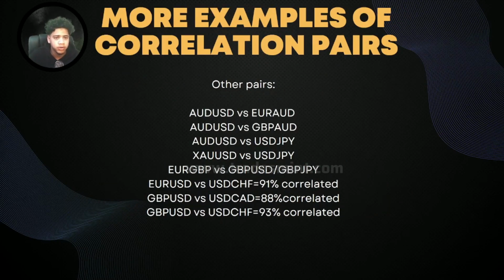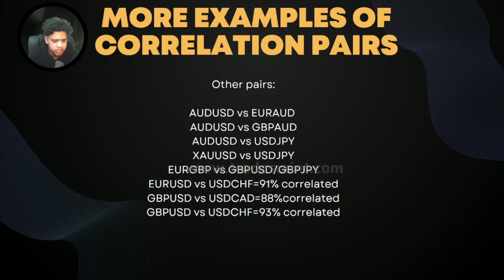Now we got more examples of the correlated pairs. Other pairs we got here are AUD USD versus Euro AUD. All these types of pairs are negatively correlated. For example, XAU USD versus USD JPY. As you'll see, normally during NFP, if people buy gold, they'll normally be selling USD JPY. Why? Because they are a negatively correlated pair. If one goes up, the other one will depreciate, and vice versa.